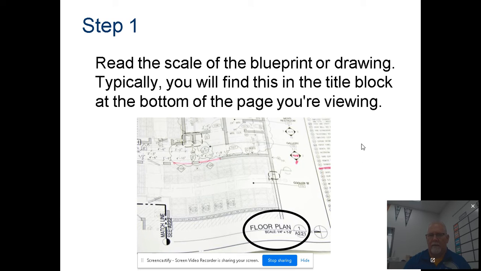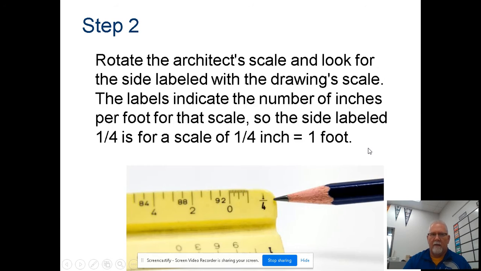All right, let's see if we can get this to work again. Step 2, we need to rotate the architect's scale and look for the side label with the drawing scale. So if you take your scale that you've made already, on the end you can see that little piece that says 1/4 of an inch, much like you see on the video here. Okay, rotate that scale. We can find the one that ties into the drawing we're working on.